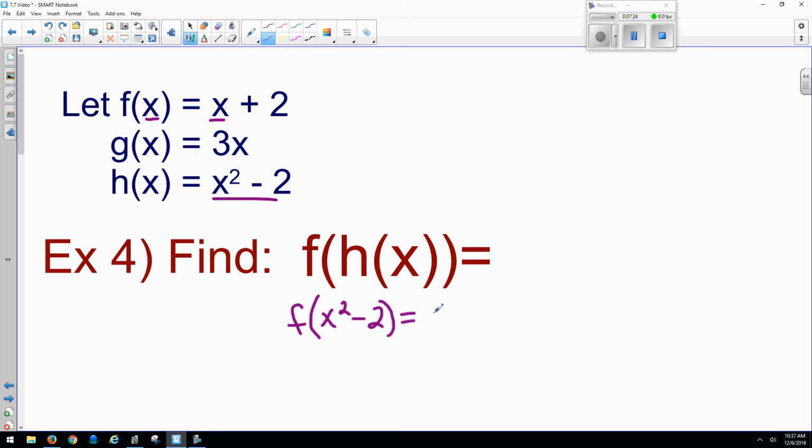Well, it's only one spot. So this is going to be, instead of x, I have x squared minus 2. That's what I'm substituting in. Plus 2. Don't forget about this plus 2 that we have at the end of that. And again, I'm just combining like terms. Minus 2 plus 2, I just end up with x squared. And so that is f of h of x. It's a new function, and the function is x squared.